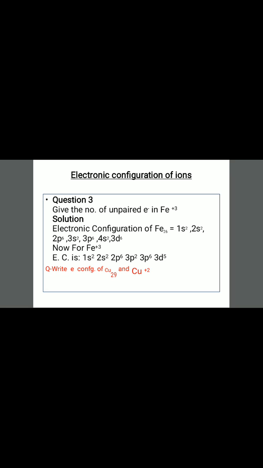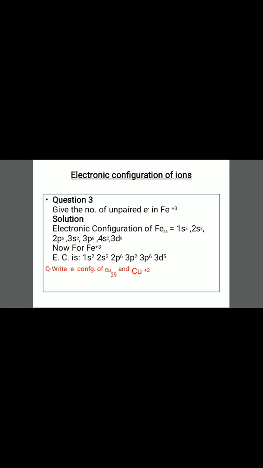1s2, 2s2, 2p6, 3s2, 3p6, 4s2, 3d6. Now you have to remove 3 electrons. In this case, of the 3 electrons, the 4s electrons will be removed and 1 electron will be lost from 3d, and 3d will become 3d5.